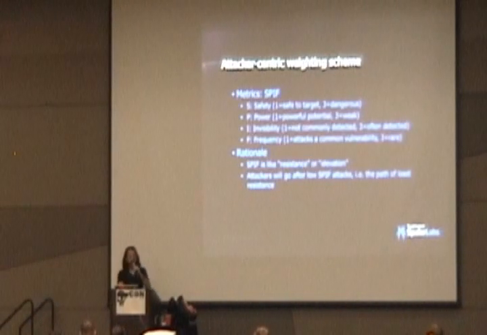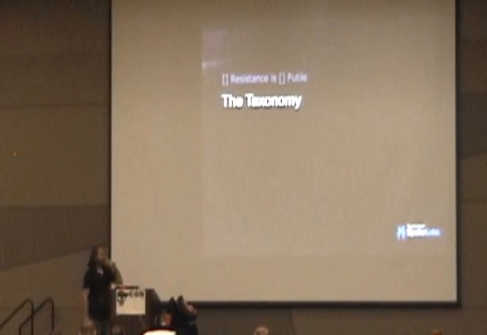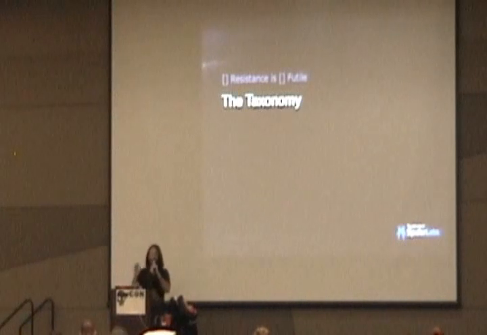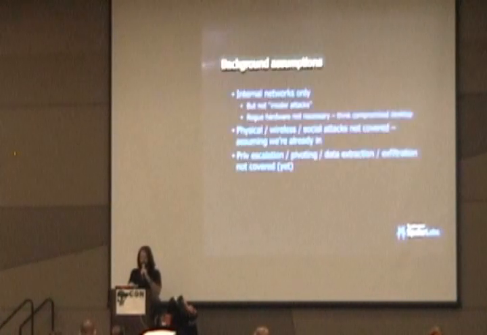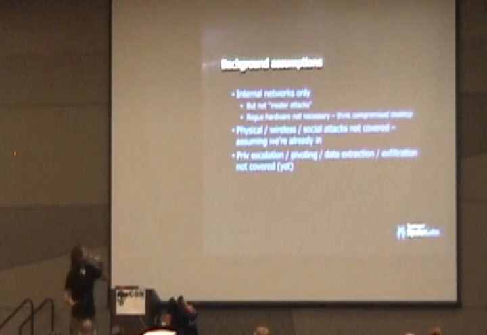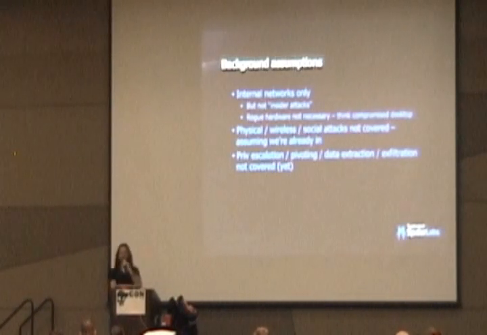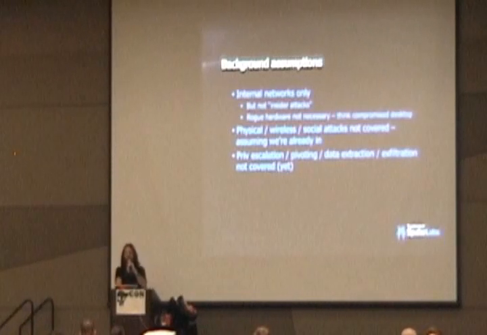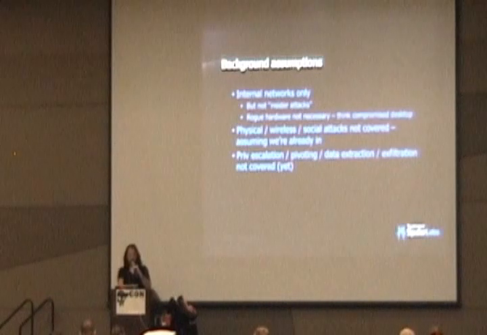So now I want to step through, just real quick, what a sketch of the taxonomy along these lines might look like, and give just a couple quick examples. For the background assumptions, I'm talking about internal networks only, but I'm not talking about insider attacks. I'm not talking about disgruntled employees, folks that have access. In those situations, you're hosed.